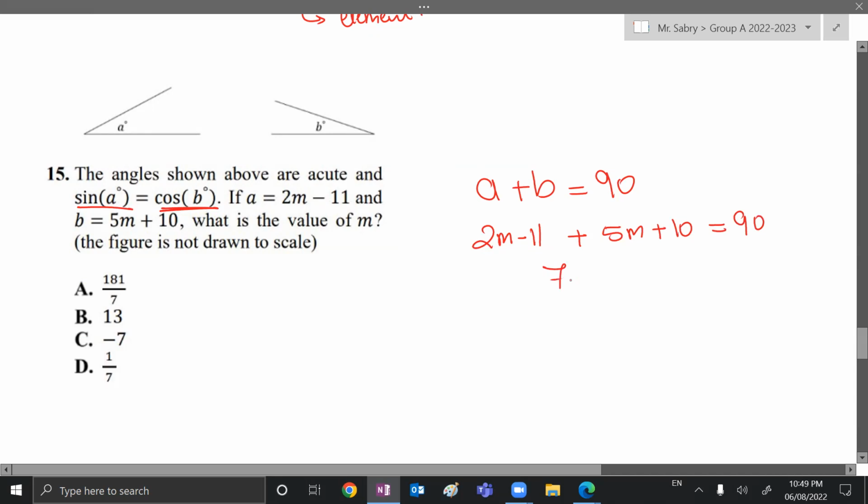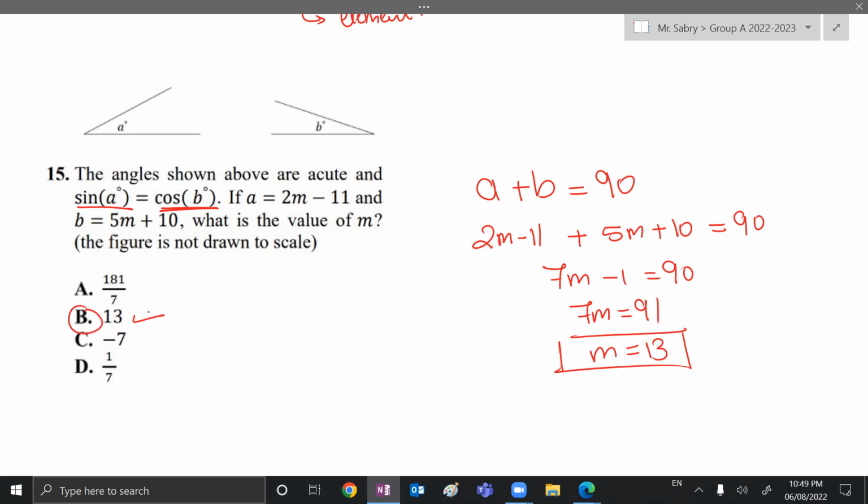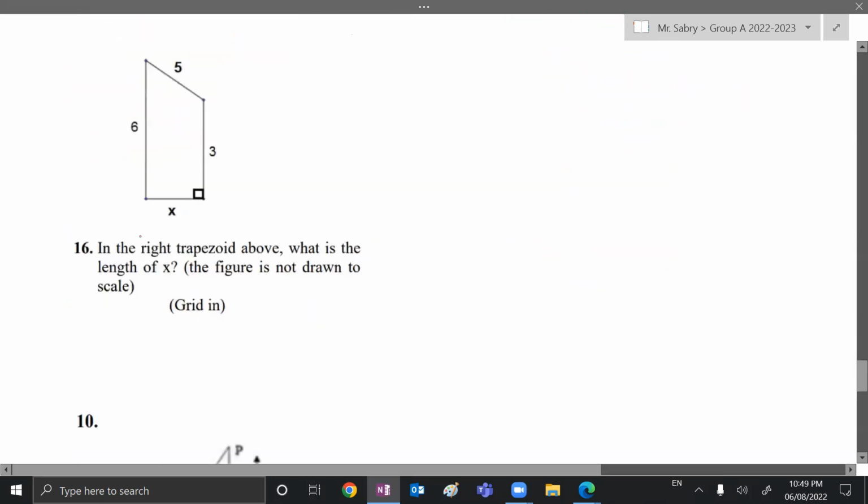Add like terms, so I'll have 7m minus 1 equals 90, which means that 7m equals 91, which means that m must be equal to 13. This is the value of m. Does this one make sense too? Perfect. Moving on to 16.